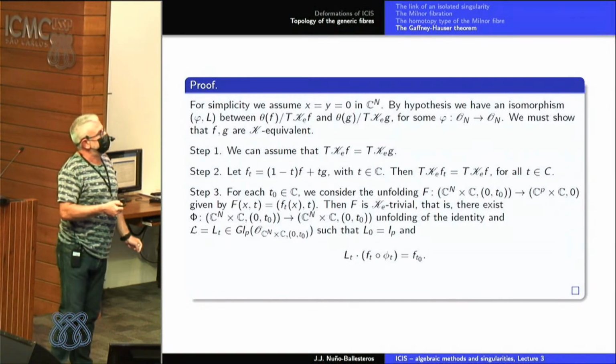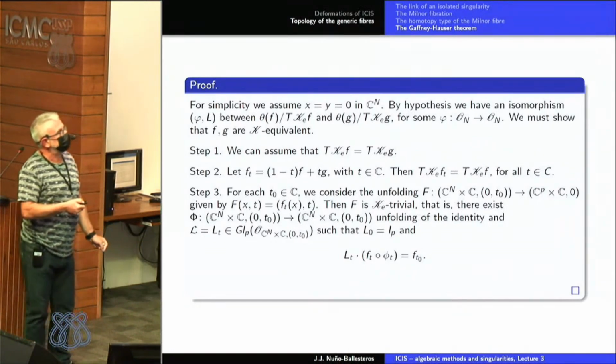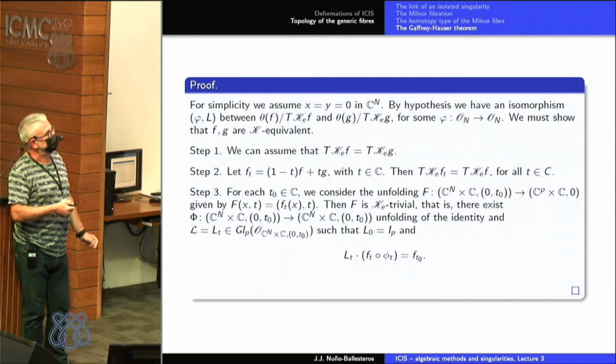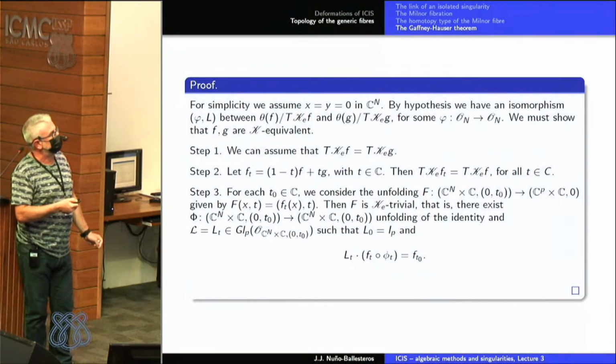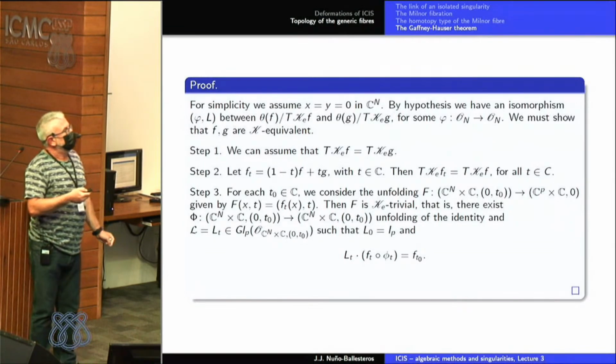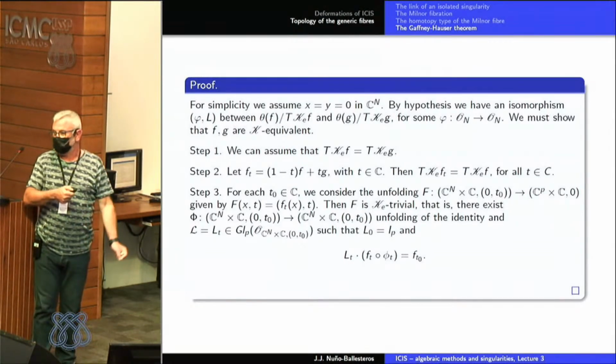So as I said, this is the most technical part, but the techniques are not standard techniques. You have only to integrate vector fields, and by means of integration of vector fields, you can find these unfoldings phi and LT. So in the notes you have all the details.